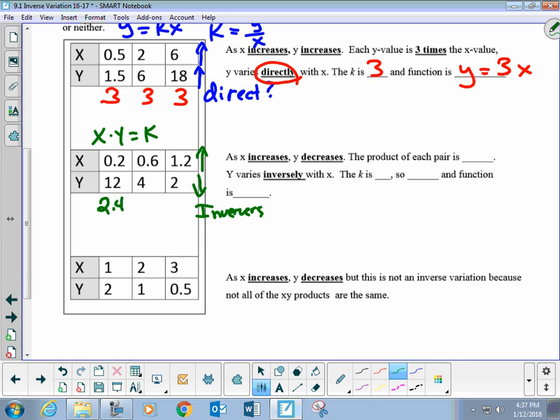I will multiply 0.6 times 4. I get 2.4. I will multiply 1.2 times 2. I will get 2.4. All of those constants are the same. This is inverse variation. The product of each pair is 2.4, so k is 2.4. So my final function is y is equal to 2.4 over x.